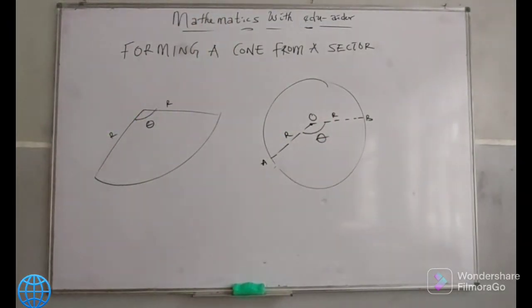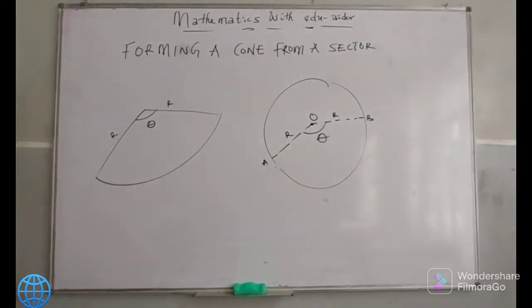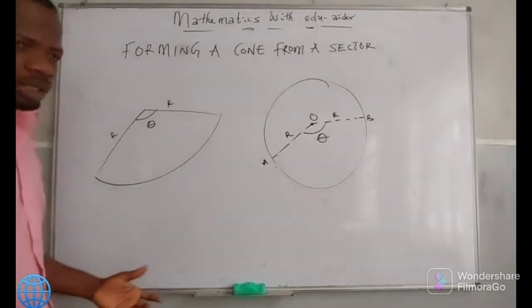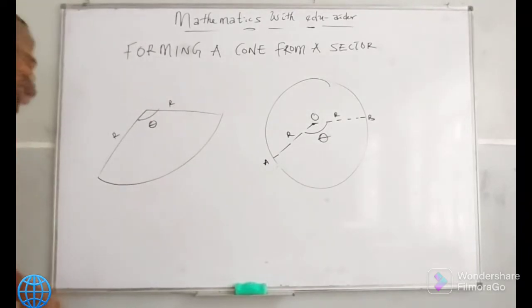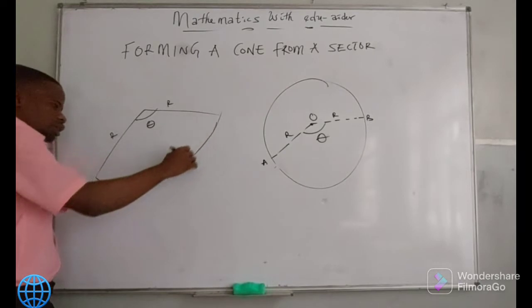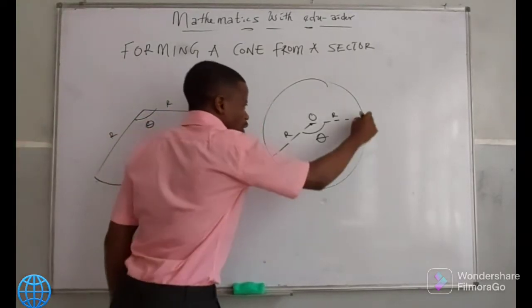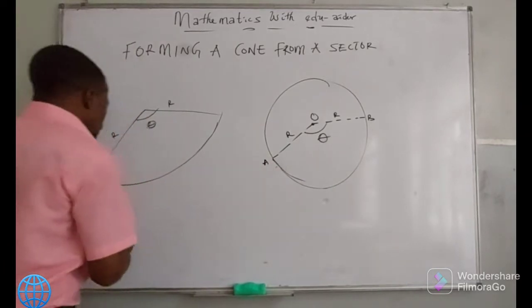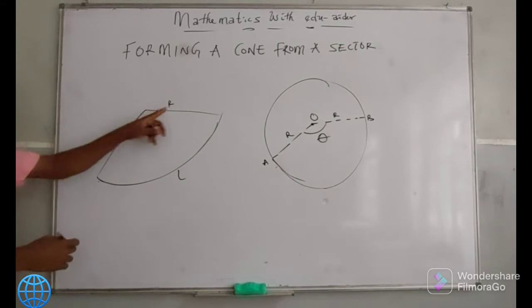So now, how do we go? If we are given a question such that we are given a sector, and we are told that the sector was converted into a cone, what do we do? We consider the properties of that sector. One, this is an arc. Can you see arc AB? This is the length of the arc, and this is called the radius.